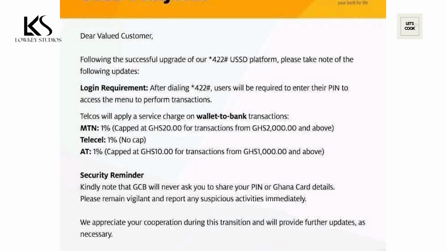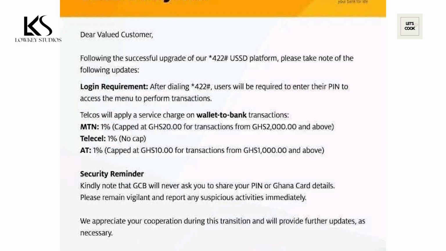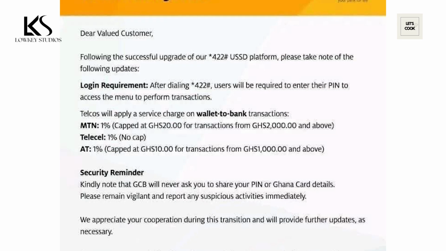Now, this is where the transaction or the debit part comes in, where they are going to take some money out of your account. Now I said the telcos will apply a service charge on wallet to bank. This is not e-levy. Listen carefully. This is not e-levy. I can see a lot of people are talking about it on social media, saying that NDC is trying to bring e-levy and all of that. But see, let's be sincere to ourselves.